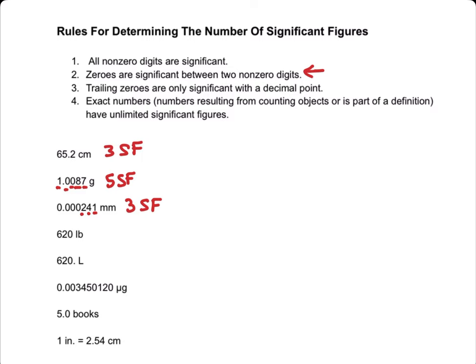620 pounds has 2 non-zero digits. It also has a trailing zero, a zero that comes at the end of a number. But this number does not have a decimal point. So this one only has 2 significant figures. Now 620 liters written with a decimal point has 1, 2 non-zero digits, and it has a trailing zero, but there's a decimal there. So that has 3 significant figures.